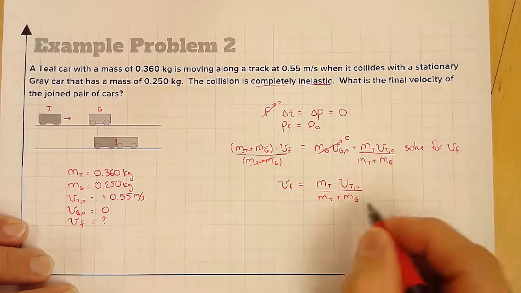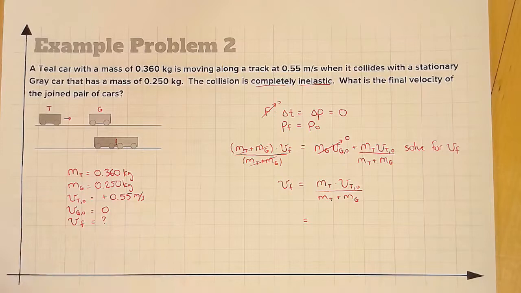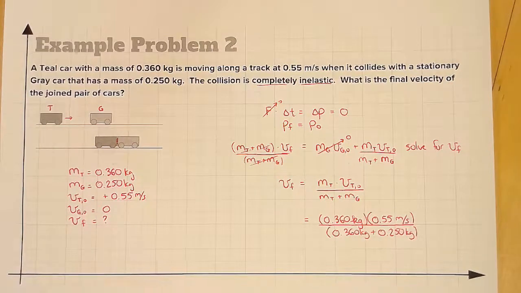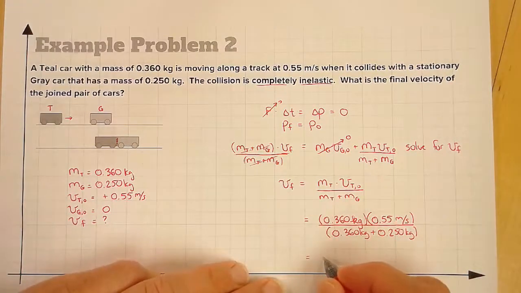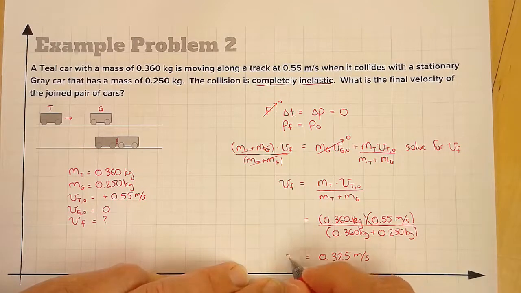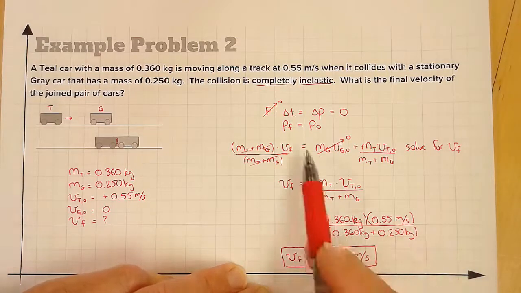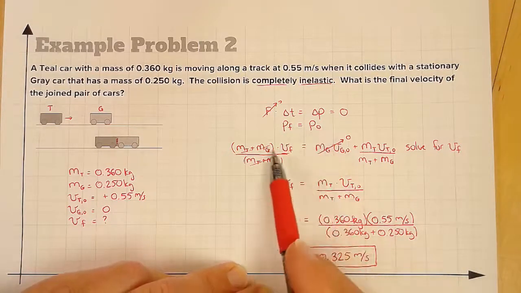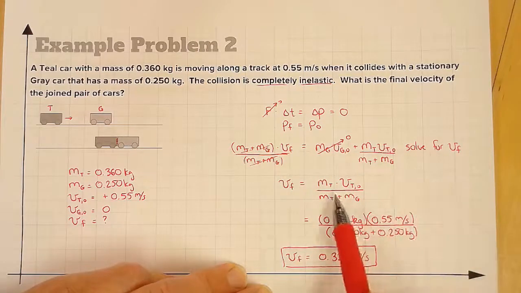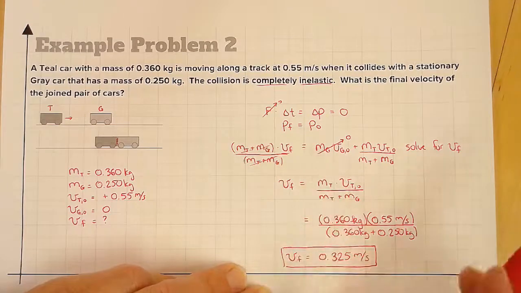Okay? So there's an algebraic solution. We can go ahead and plug in our numbers. And once we plug in our numbers, we can evaluate it, and we get 0.325 meters per second. That is the final velocity of the combined pair. So what we did was we used the conservation of momentum, the final momentum equals the initial momentum, to build ourselves an equation, which we can then solve. So this is what we call a principle. We use it to build an equation, we solve our equation.